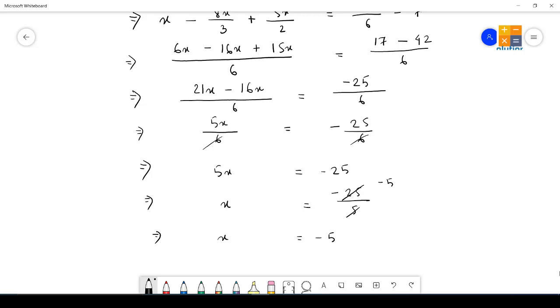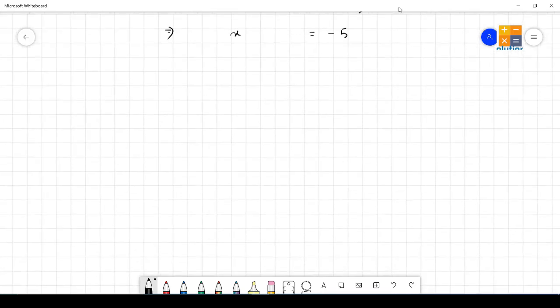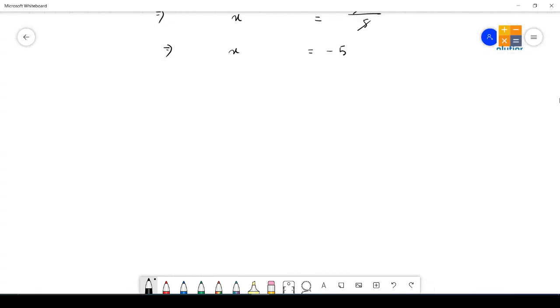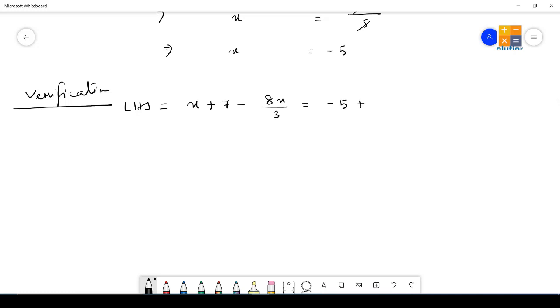Now coming to the verification part. In the verification part, starting with the LHS. So here goes the verification. The LHS is x plus 7 minus 8x by 3. Let's put the value of minus 5 here. In place of x, I put minus 5 plus 7 minus 8 by 3 into minus 5. In place of x, I am putting the value minus 5.